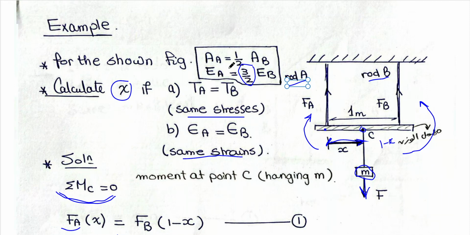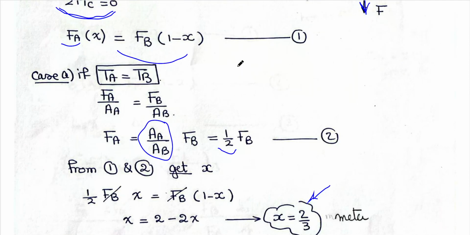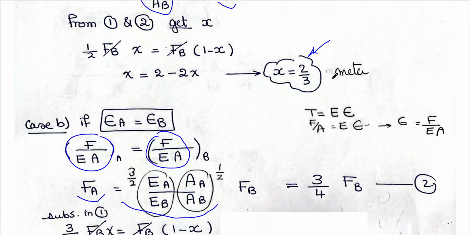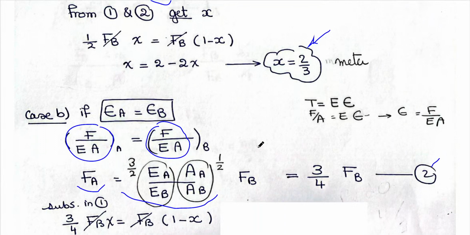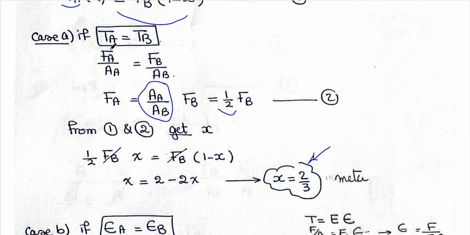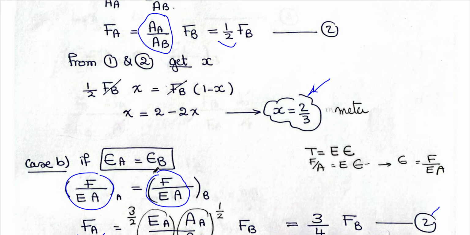And also I have the fraction of areas. So I can substitute EA over EB as 3 over 2 and the area fraction as half. So you can get FA equals 3 over 4 FB. This equation is number 2 dash. Compare 2 with 2 dash: this is the condition for same stresses, and this is the condition for same strains.